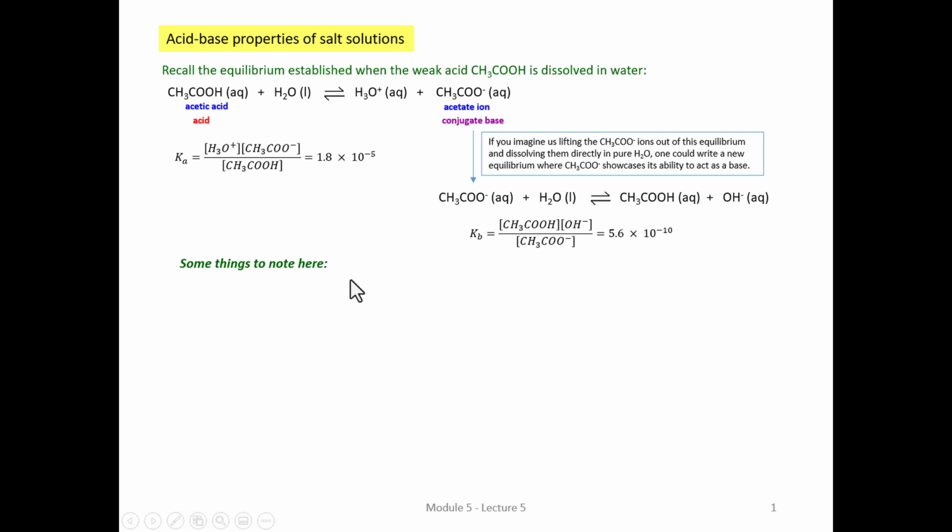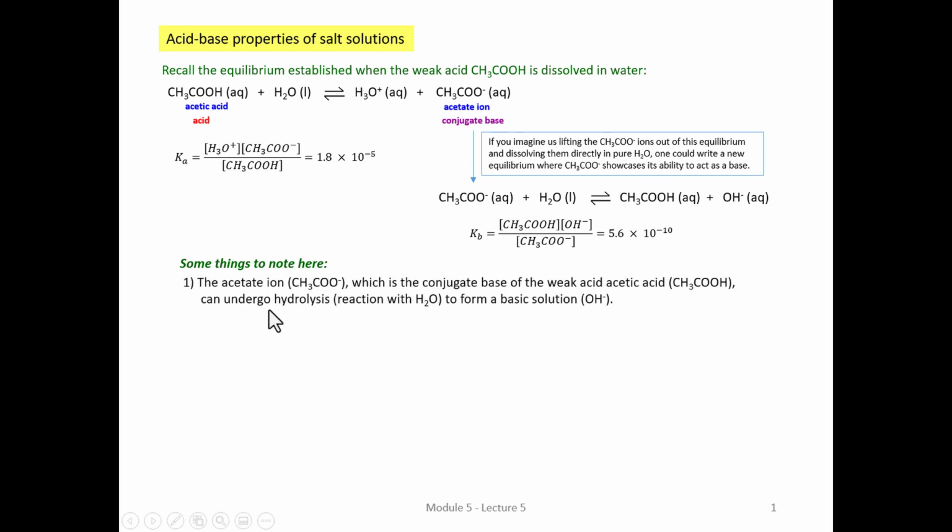So what are some things to note here? The acetate ion, which remember is the conjugate base of the weak acid acetic acid, can undergo hydrolysis, meaning reaction with water, to form a basic solution. And that's just what we showed here. Acetate ion undergoing hydrolysis, reaction with water, to form a basic solution to produce some hydroxides.